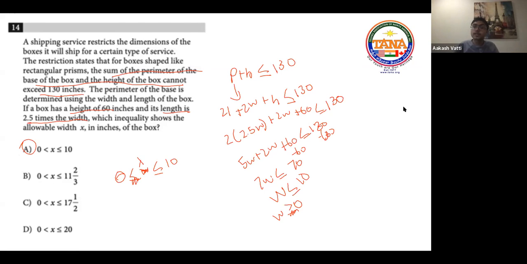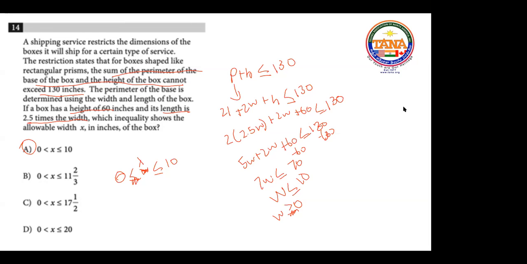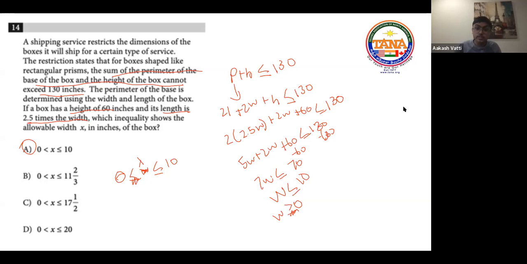Oh, what do you mean by what about the base? So it mentioned the sum of the perimeter of the base of the box and the height of the box. So you mentioned the height and the perimeter, but not the base. Or did you include that in? That was in the explanation. I don't think you heard. I'll rewrite this all again, 1 sec.